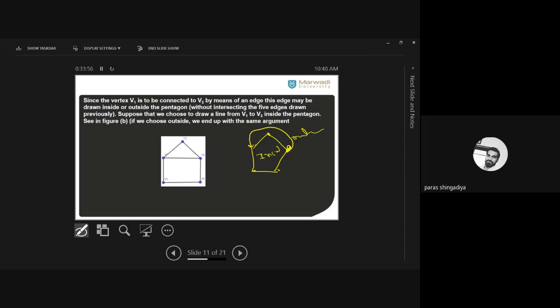You have to explain that here. From the pentagon, now let's connect V1 and V3, and there are two possibilities to connect V1 and V3. One is the inside of the graph and the second is the outside of the graph. Let's consider the inside of the graph and connect V1 and V3 by the edge. See this picture, graph B. And if you consider the outside of the boundary, we get the same conclusion in the end. Clear?